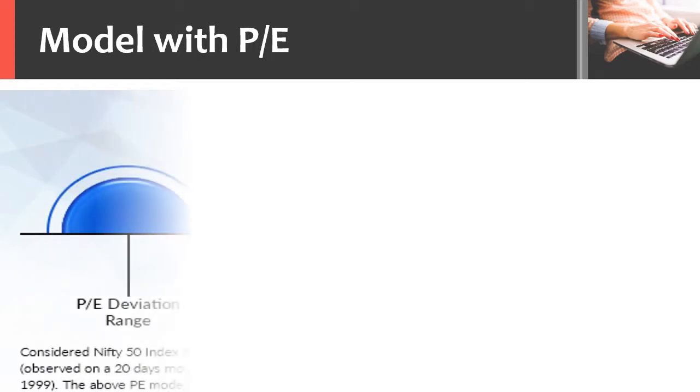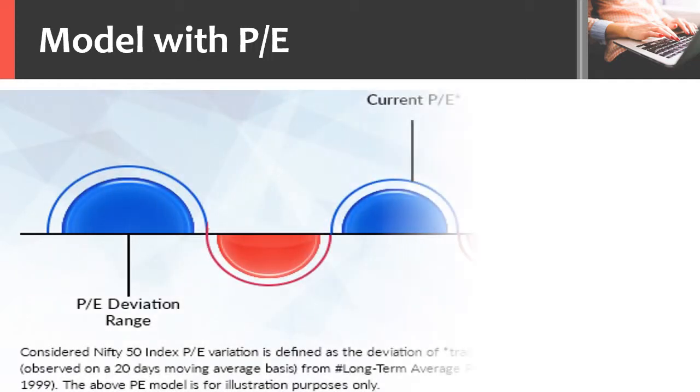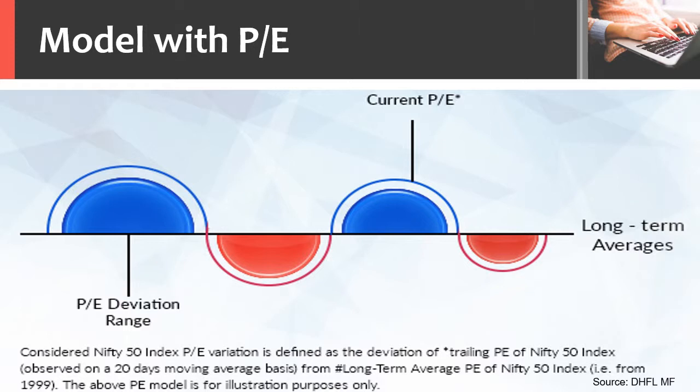The PE model considers the deviation range of the current PE from its long-term averages to decide the asset allocation across equity and debt.